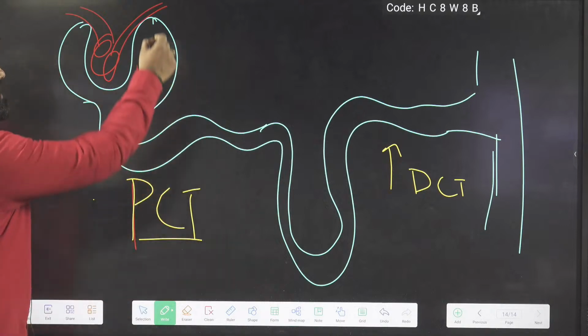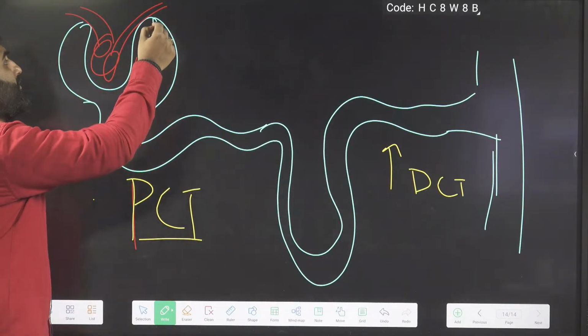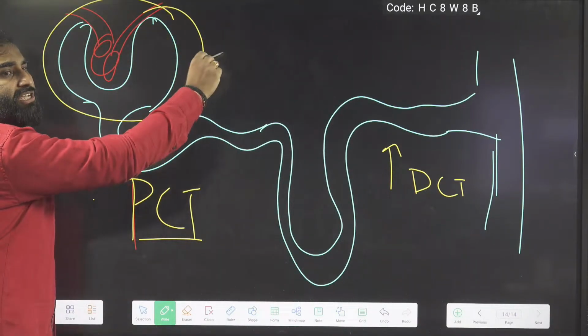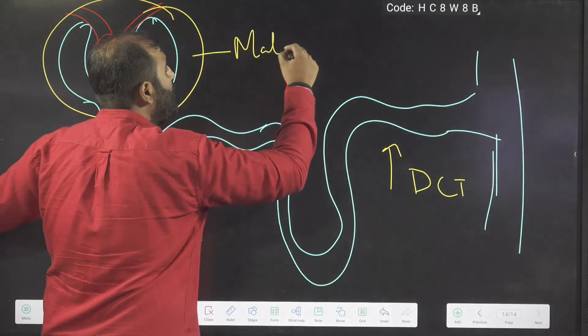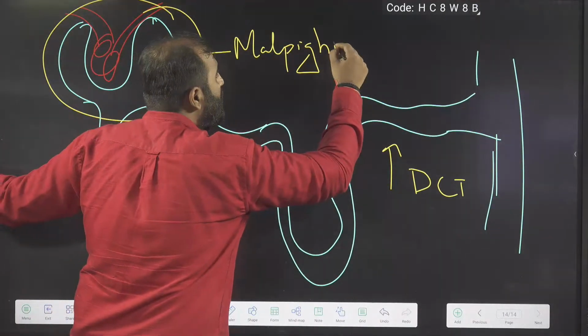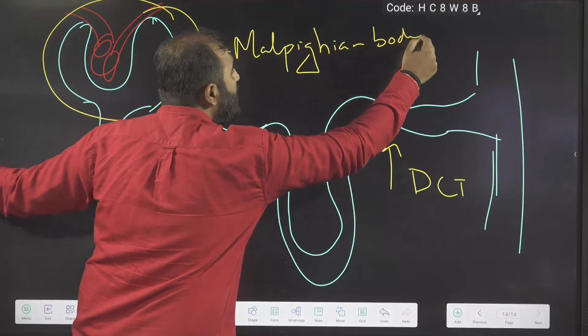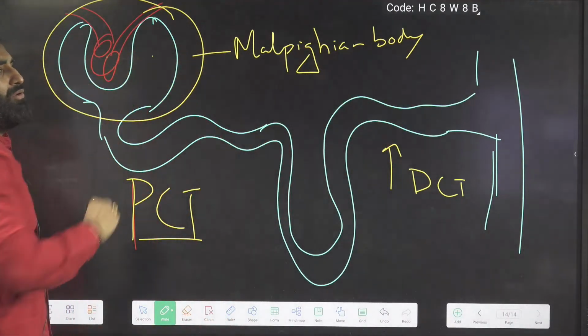Now, this is the main part where the urine filtration is occurring. This you call the Malpighian body. This is the main structure. You call this the Malpighian body, made up of Bowman's capsule and glomerulus.